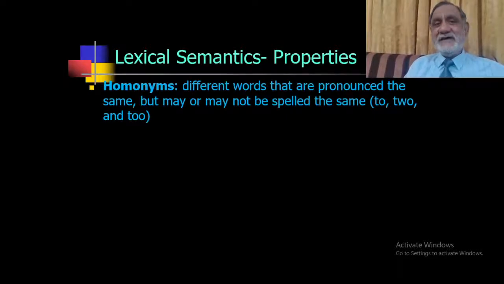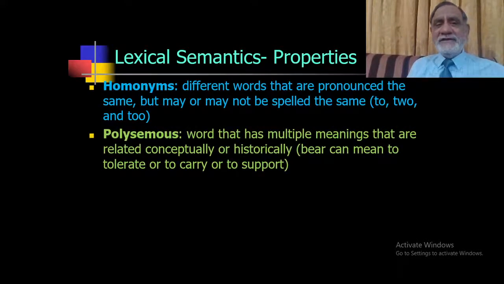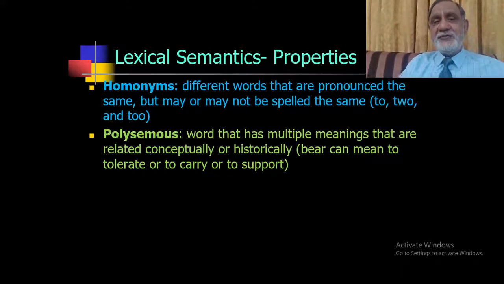This is the lexical property. Then is polysemous. Now, what is this? A word that has multiple meanings that are related conceptually or historically. For instance, the word bear. The bear has multiple meanings. Bear is an animal also. Bear is a verb also, that means to tolerate and to carry out or to sport.